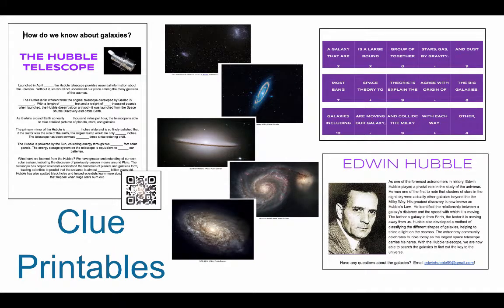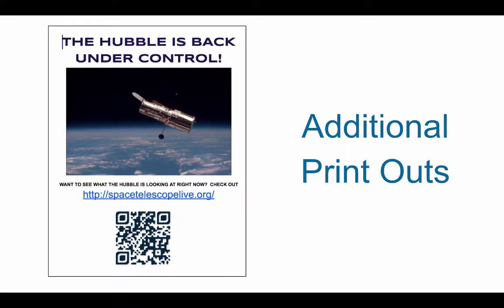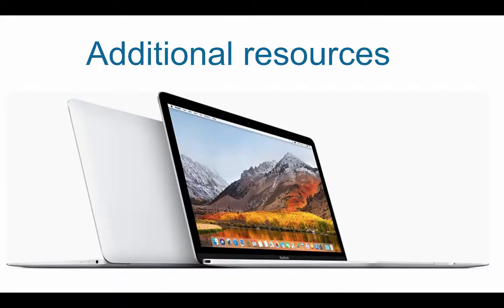The clue printables include a clue about the Hubble telescope, a QR code, 5 images of galaxies, a note about Edwin Hubble, and 15 purple boxes. An additional printout includes the winning document that the Hubble is back under control. This will be placed in the big box. The only other additional resource necessary is a computer with access to the internet. A tablet or a cell phone will work as well.